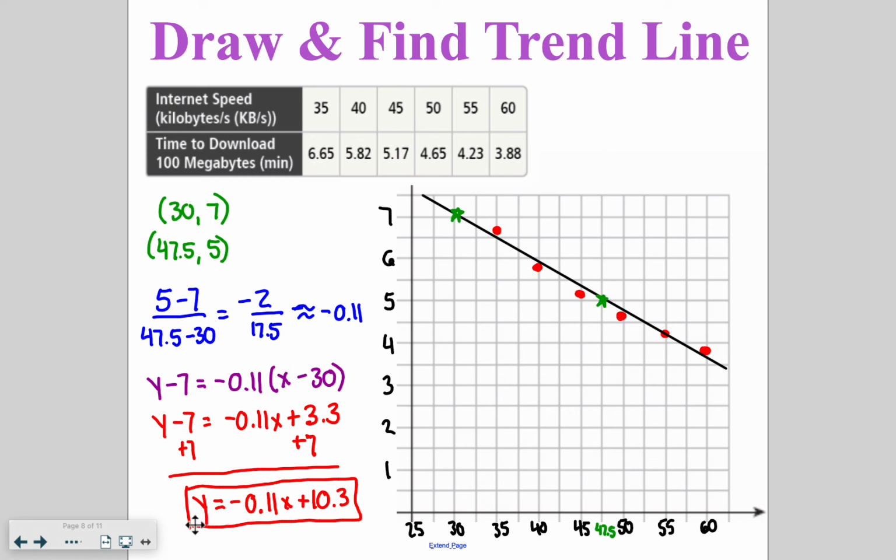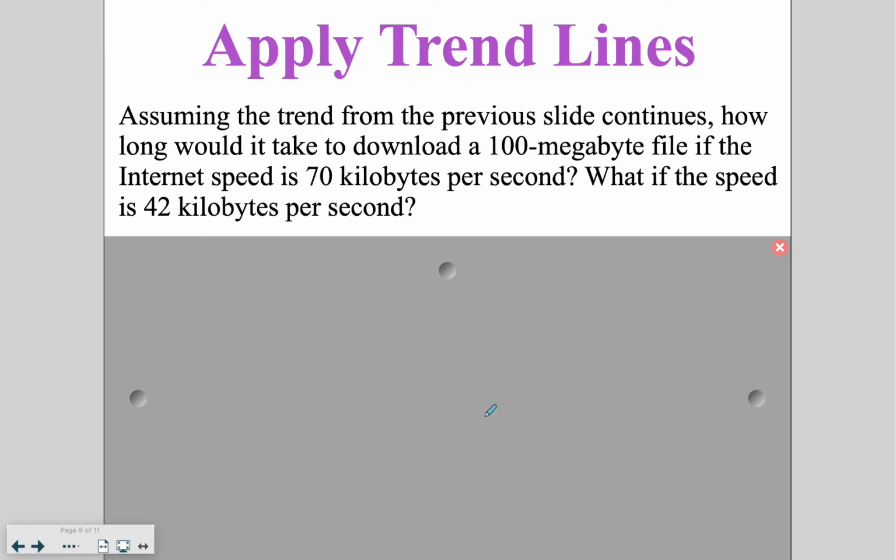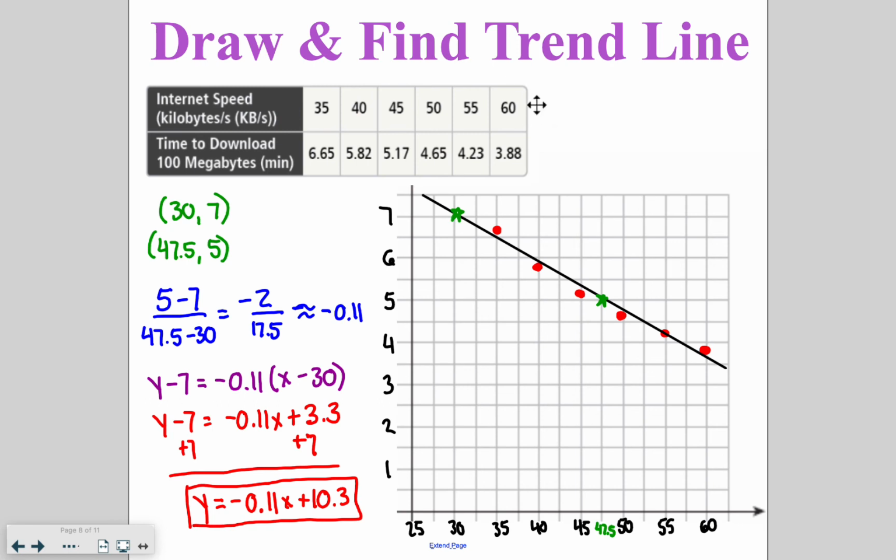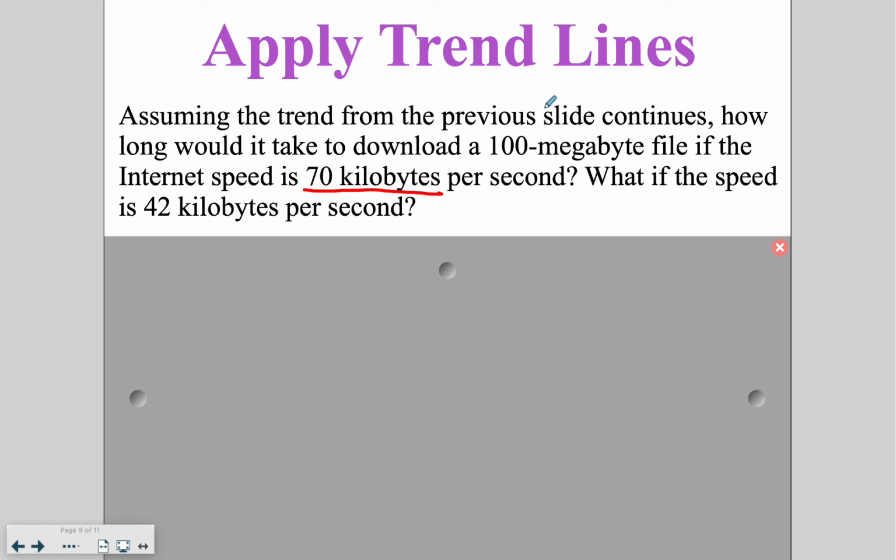So now that we've calculated our trend line, we can apply that and make some predictions. Remember, there were two types of predictions: extrapolation, going beyond the data, and interpolation, staying within the data. So we're going to start by practicing the extrapolation. So 70 kilobytes per minute is a faster internet speed than we were given in our set of data. So go ahead and plug 70 into your equation and make the prediction.